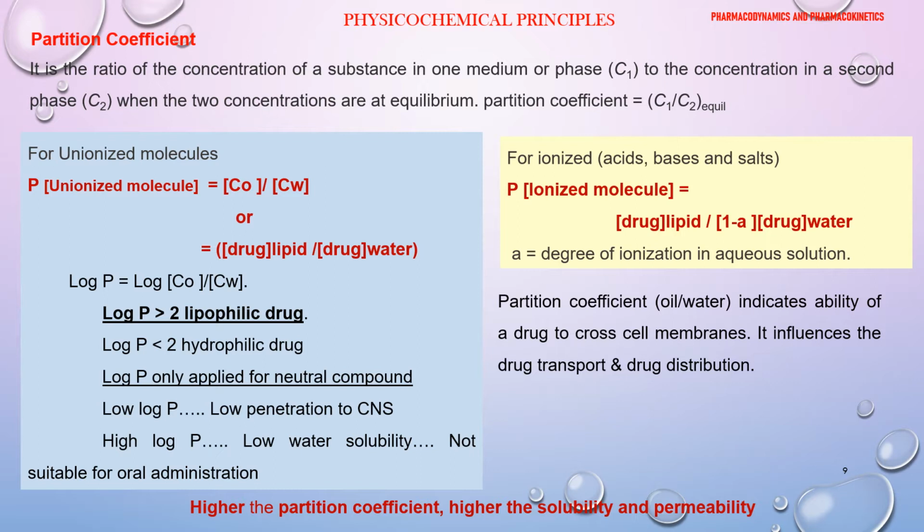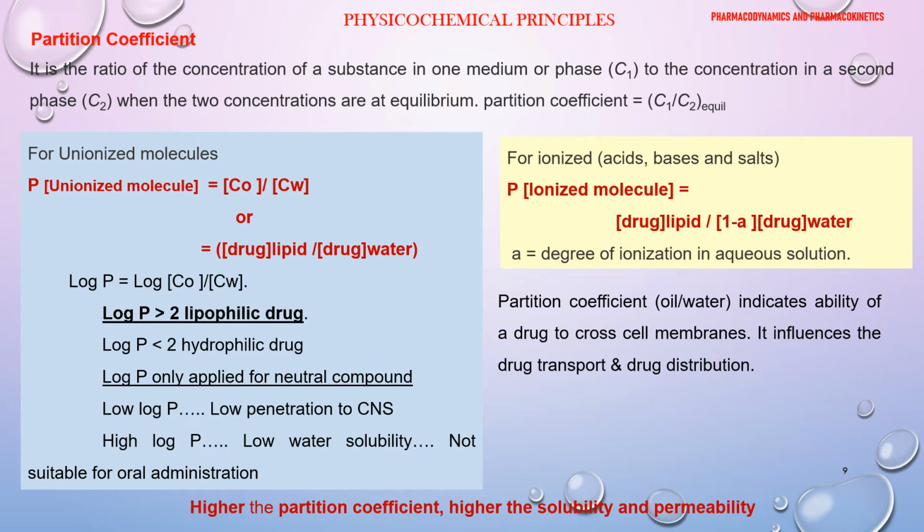Next, partition coefficient. It is the ratio of concentration of a substance in one media or phase to the concentration in the second phase at equilibrium. It is an indication of lipophilicity of a drug and its ability to move across the cell membrane. For unionized molecule, the partition coefficient is calculated as the ratio of concentration of drug in lipid phase to aqueous phase. It indicates the ability of the drug to cross the lipid bilayer membrane.